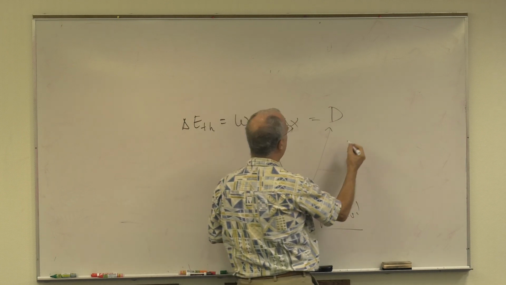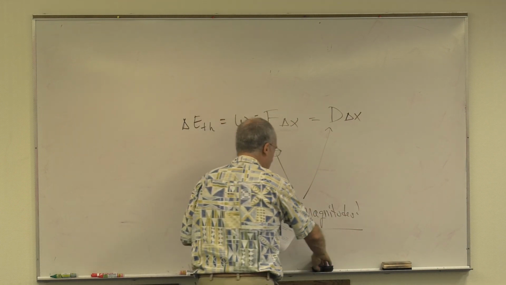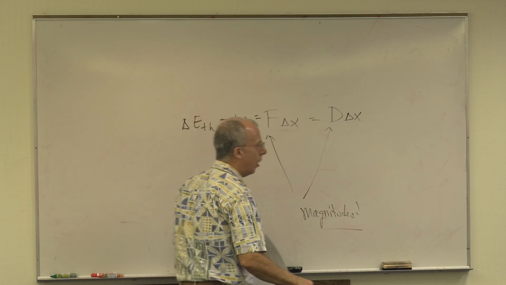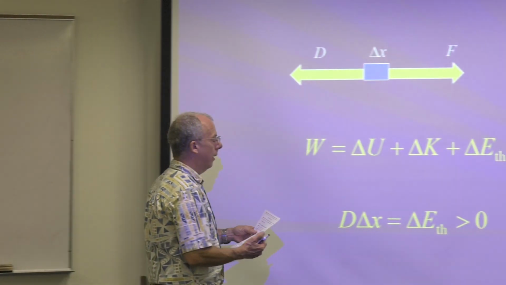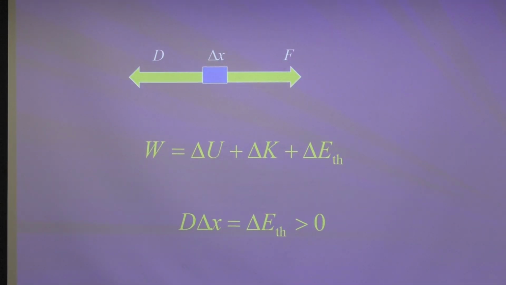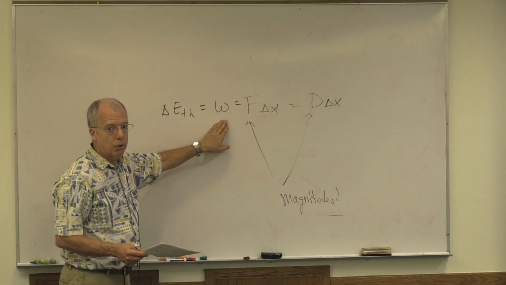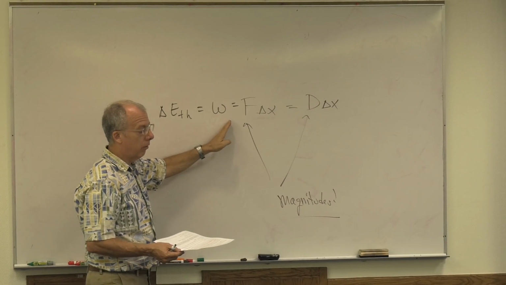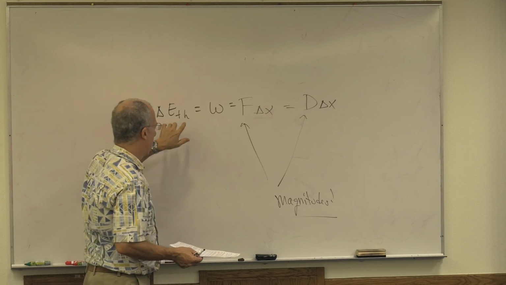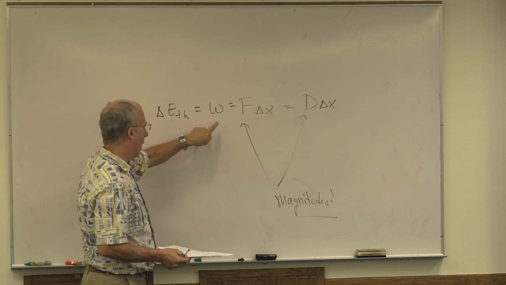Okay, so drag times delta x. And that's all there really is to it. So I guess what I'm trying to say is there's no great way to calculate delta E therm unless you know that delta E therm equals the work. And then you know how to calculate work from the formula that you learned earlier. So you have to use the fact that delta E therm equals the work to calculate delta E therm.